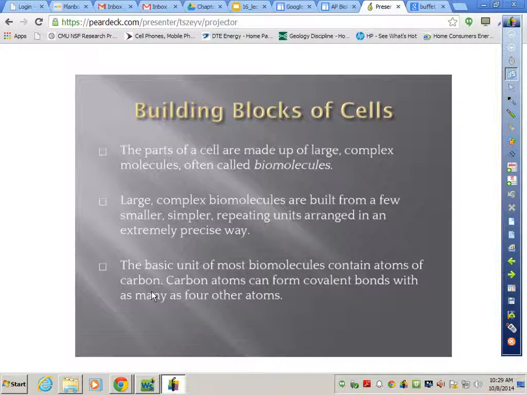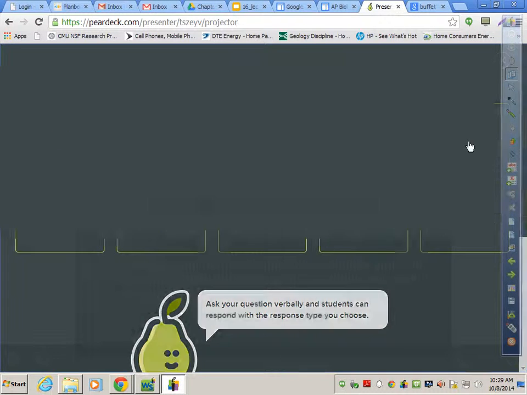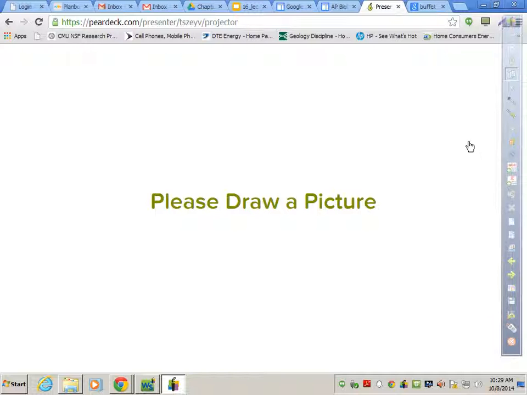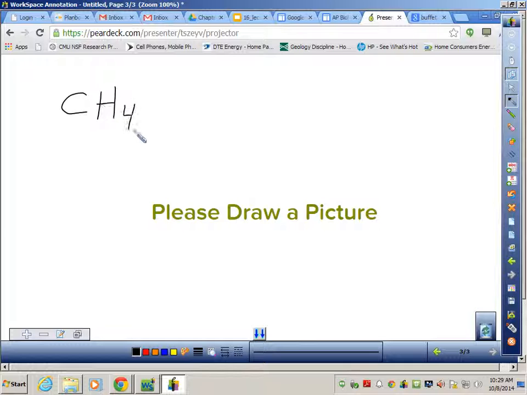So the basic unit of most biomolecules contains atoms of carbon. And we know carbon atoms can form covalent bonds with as many as four other atoms. That should be general knowledge in this room now, right? Okay, no secret there. Why don't you guys show me the structural formula of carbon bonding to four hydrogens? This should be just a real simple thing you can do real quick. Draw carbon bonding to four hydrogen atoms. CH4. I don't need the atom. I don't need the Lewis dot. Just the structural formula. If you can do this, you've gotten pretty much what I need you to get out of the chemistry portion of carbon bonding. I know it's real simple, but if you can understand that concept, you'll be just fine in biology.